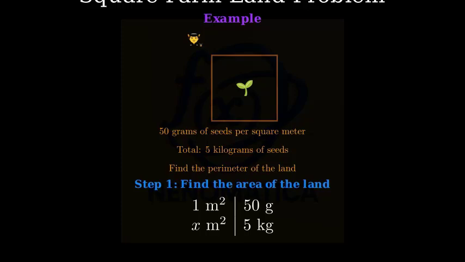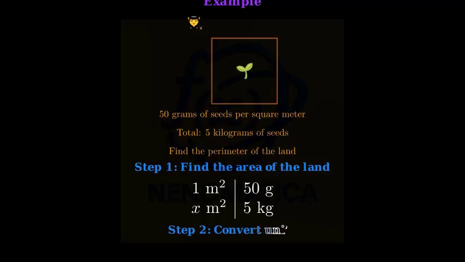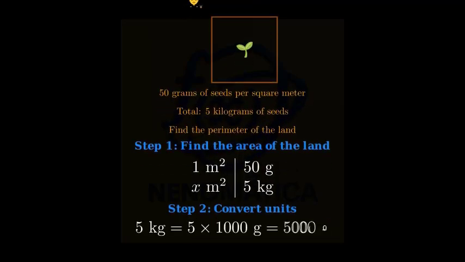We know the seed usage rate is 50 grams per square meter, and the total amount used is 5 kilograms. Let's first set up a relationship to find the area. Before we proceed, let's convert 5 kilograms to grams for consistency. 5 kilograms equals 5 times 1,000 grams, which is 5,000 grams.